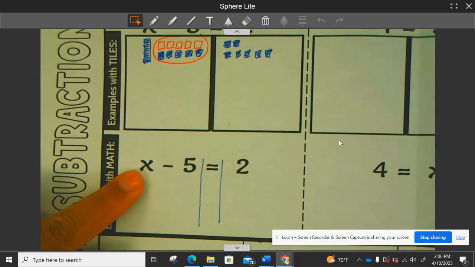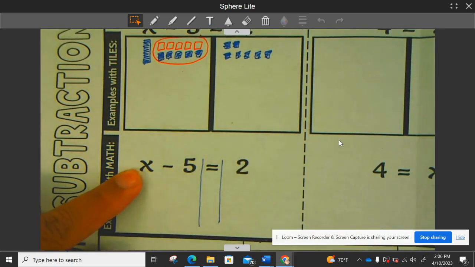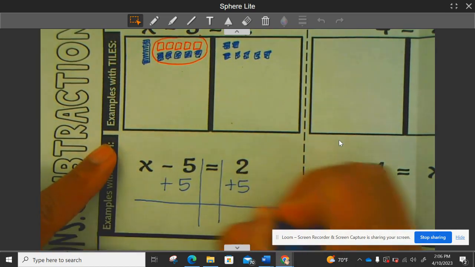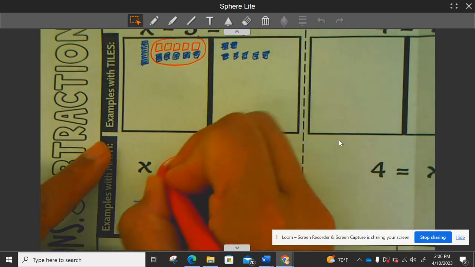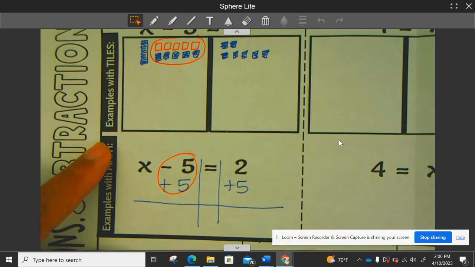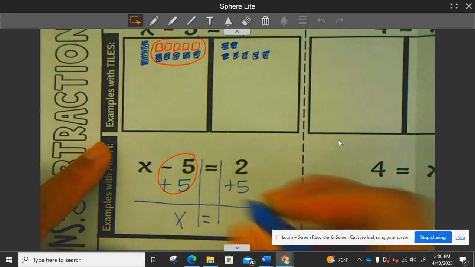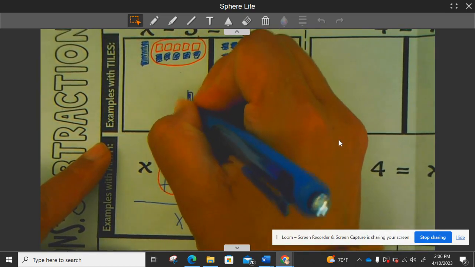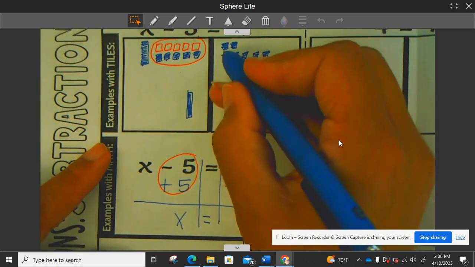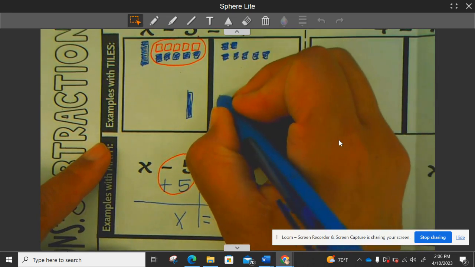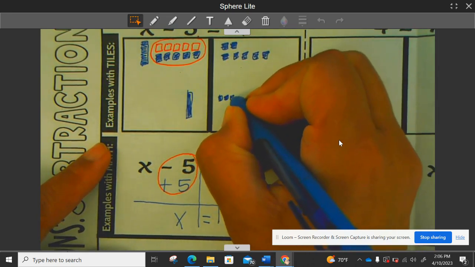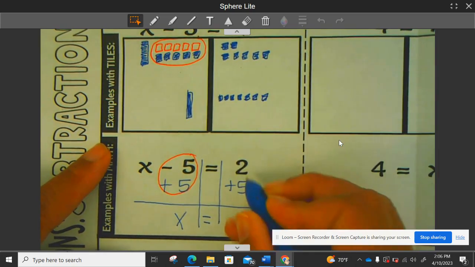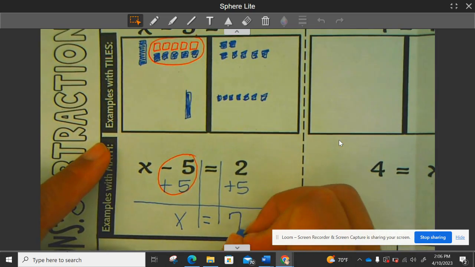That's minus 5. So what did I do? I added 5 to both sides to isolate the variable. Now it's all by itself. And then I do the math. 2 plus 5 more gave me 7. 2 plus 5 is 7.